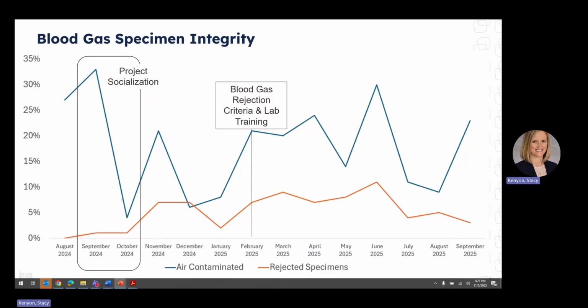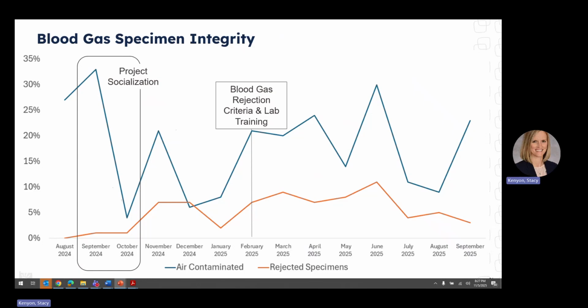So on this slide, I summarize the impact of the various interventions. The data here include all the pre and post intervention data, so this is over 1 year of data. On the y-axis, we have percentage of total blood gas specimens, and on the x-axis, we have the associated month. The blue line represents the percentage of VBG samples identified as having air contamination, while the orange line corresponds to the percentage of specimens that were rejected each month.